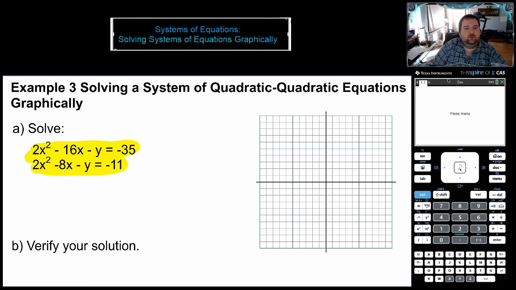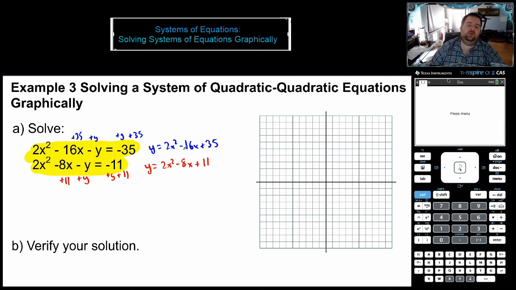The first thing that we're going to have to do is actually isolate our y. So we're going to add y to both sides on this top one, and we're going to add 35 to both sides, just to move things around a little bit. And when you do that, you're going to have y equals 2x squared minus 16x plus 35. On this next one, we're going to apply a similar strategy, add y to both sides and add 11 to both sides to get rid of these things. And that's going to give us y equals 2x squared minus 8x plus 11.